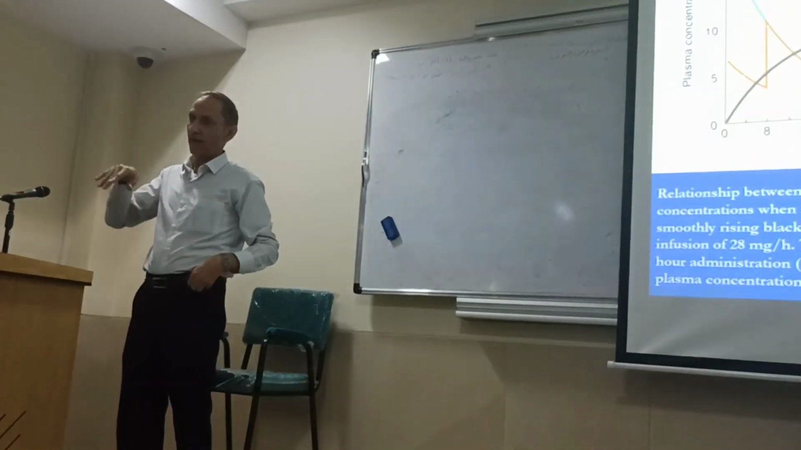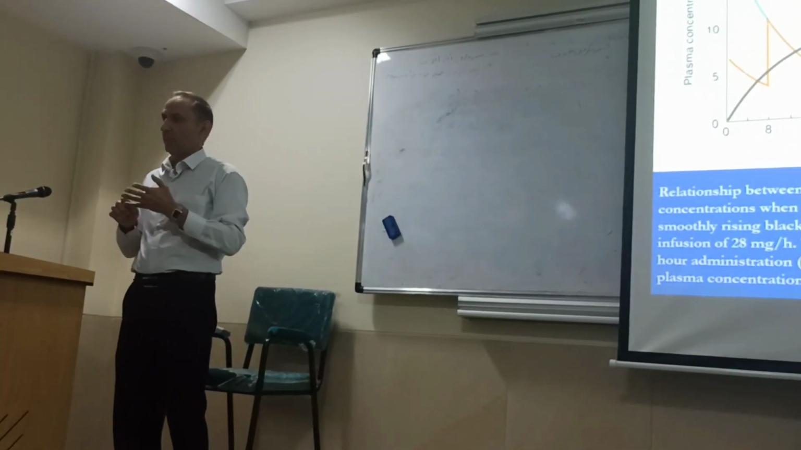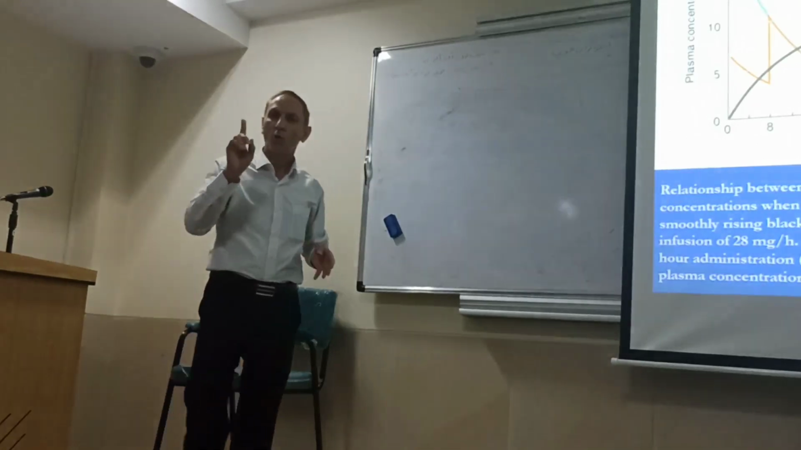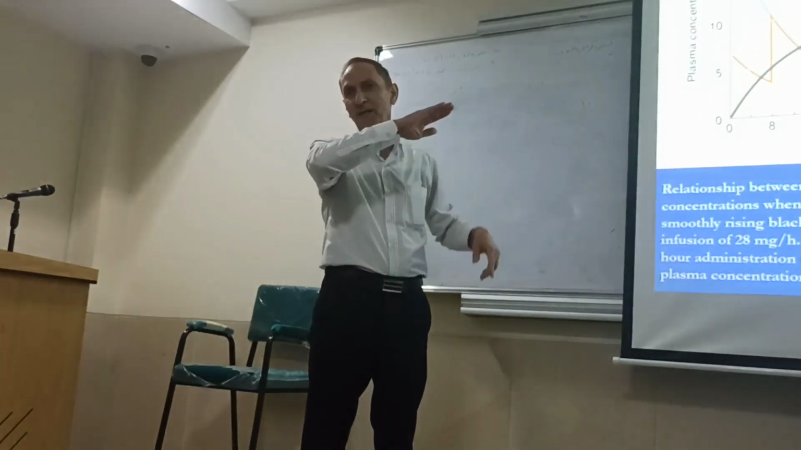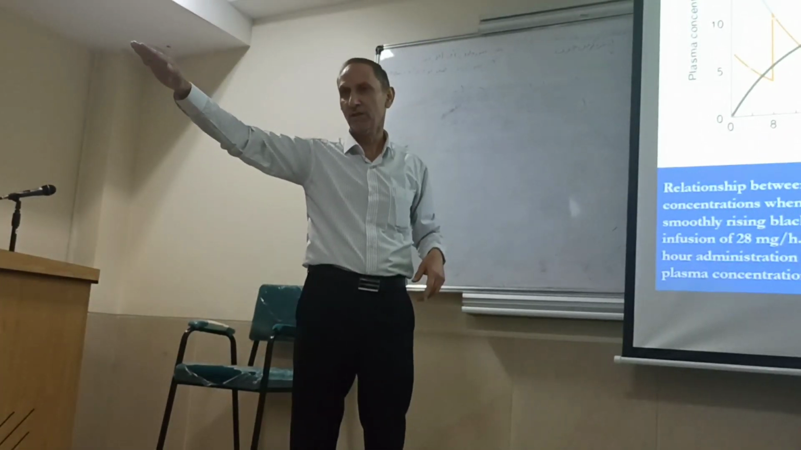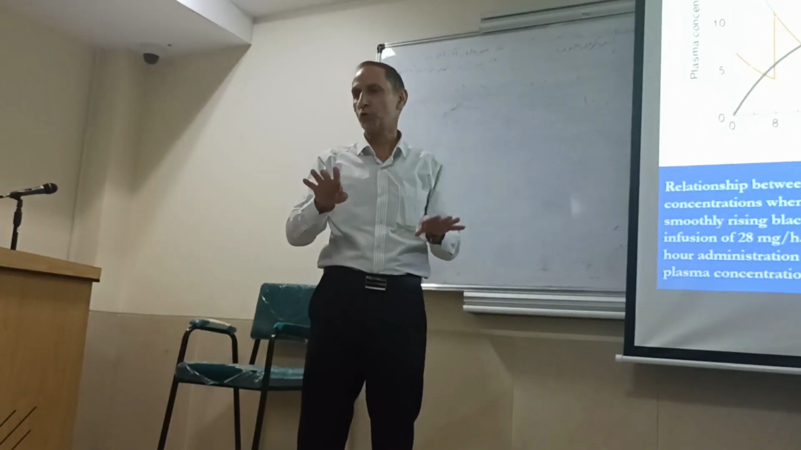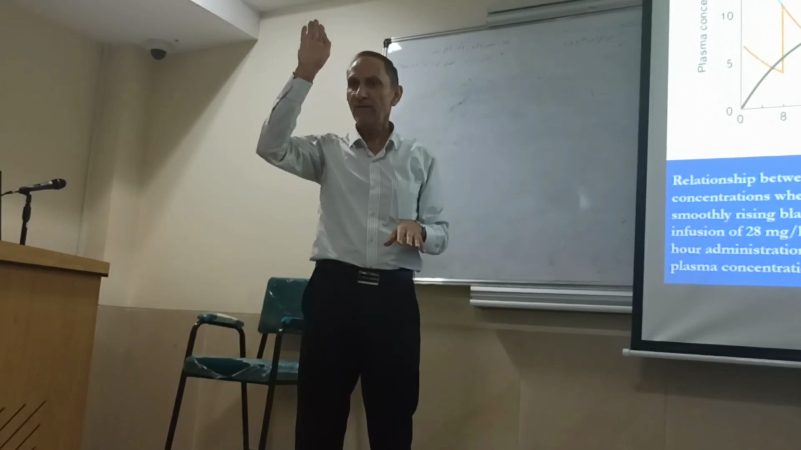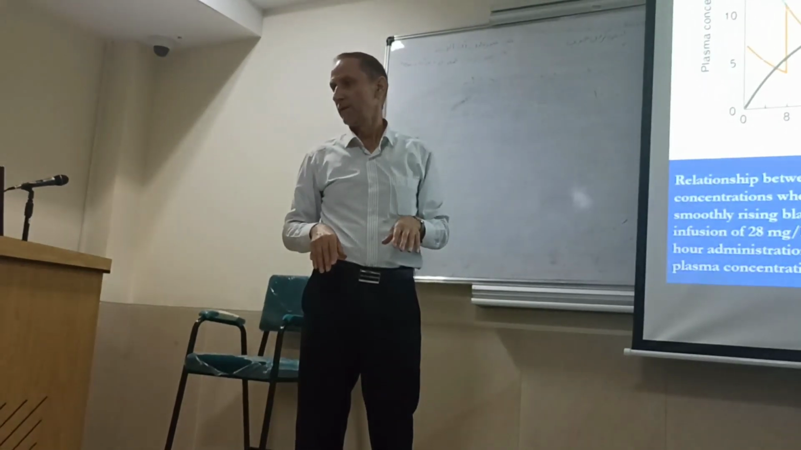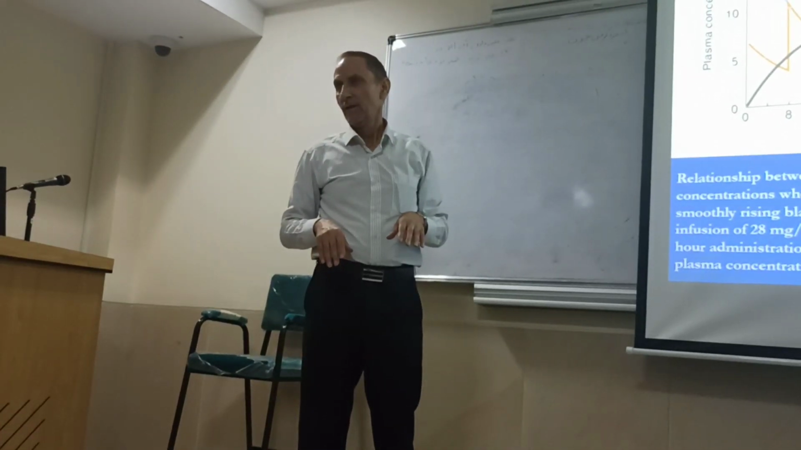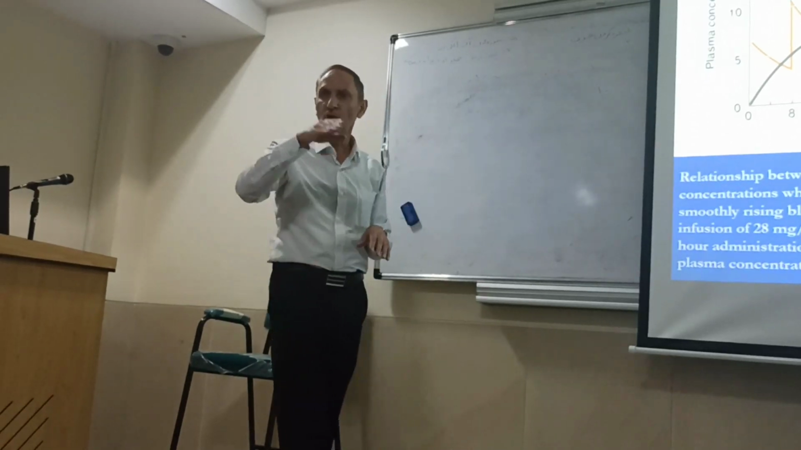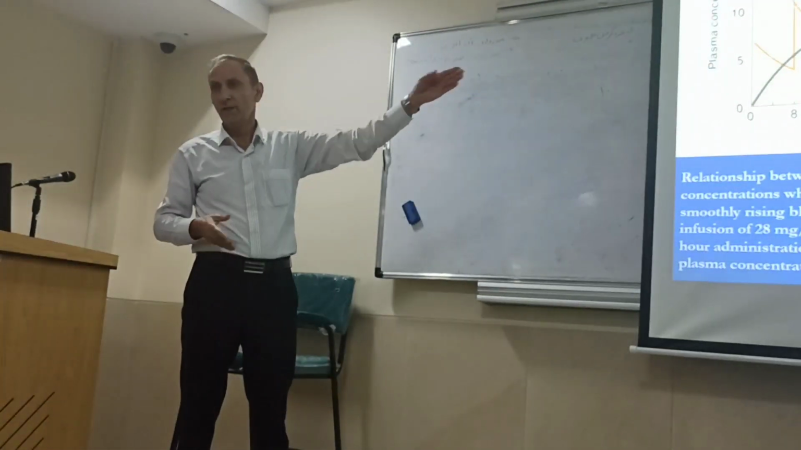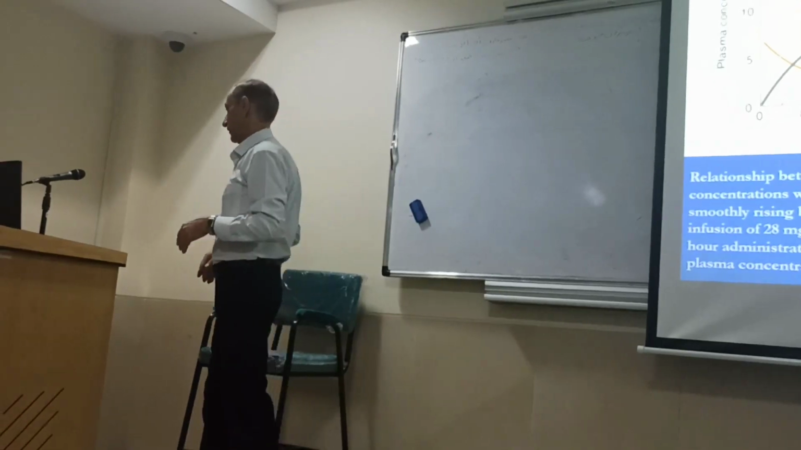So here we have a comparison between infusion. Only in infusion we have a constant concentration. In other routes, oral, IM, IV, we have fluctuations. And the range of fluctuations depends on intervals of administration.